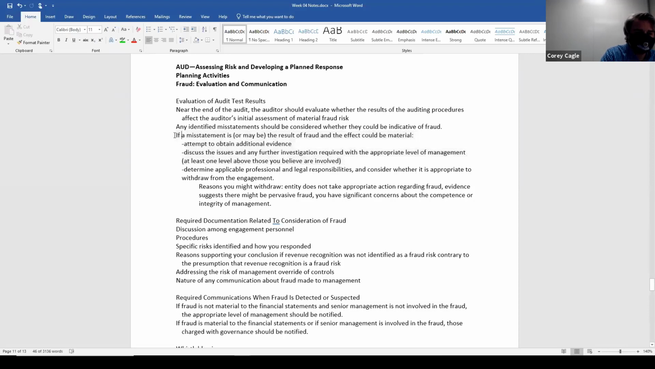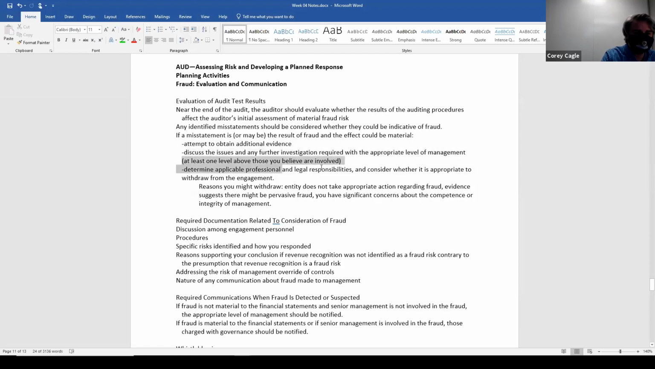And you should always consider what your legal responsibilities are. And maybe you need to end up withdrawing from the engagement. Reasons you might withdraw all go back to, all right, we're in a position that there's no way out. And it always has to do with crappy managers who aren't doing what they're supposed to do. An entity that doesn't take appropriate action regarding fraud, evidence that suggests there might be pervasive fraud, concerns about competence or integrity of management. You don't want any part of it. Get out of there.